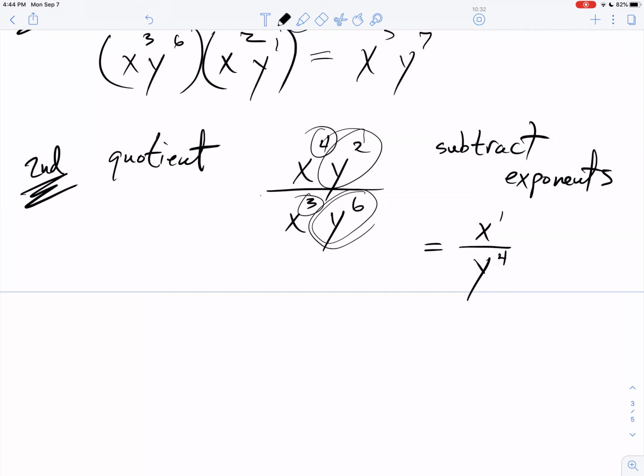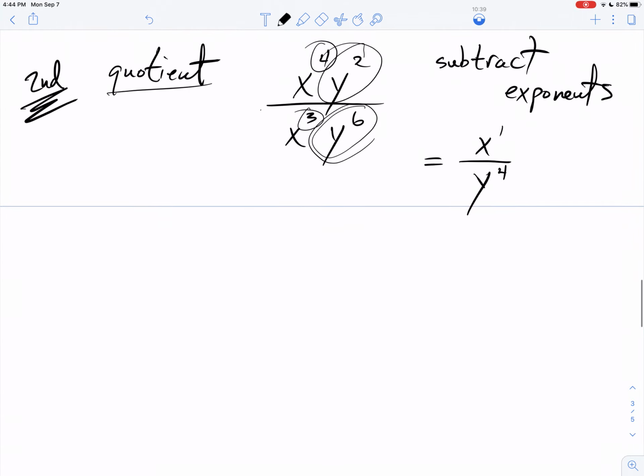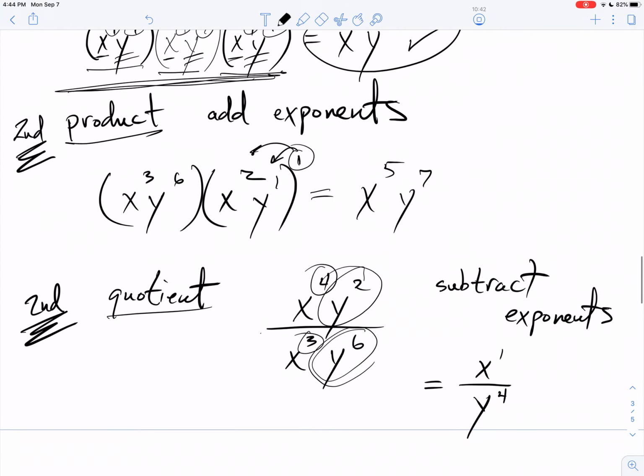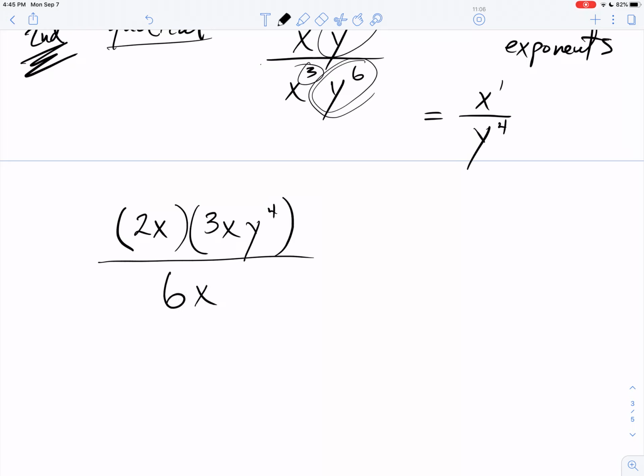Now, here's the deal with this. I said this could be second, or you could do this second. Guess what? There's one more rule we have, but I don't want to get there yet. I want to just play with these two for one more example before I go into the other thing. Let's suppose I gave you something like this, and I said, let's throw a number in this one this time: 2x times 3xy to the 4th over 6x y to the 5th.